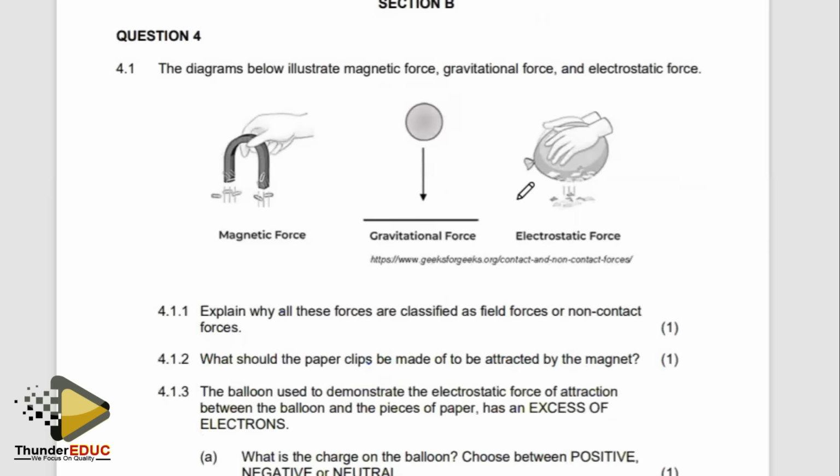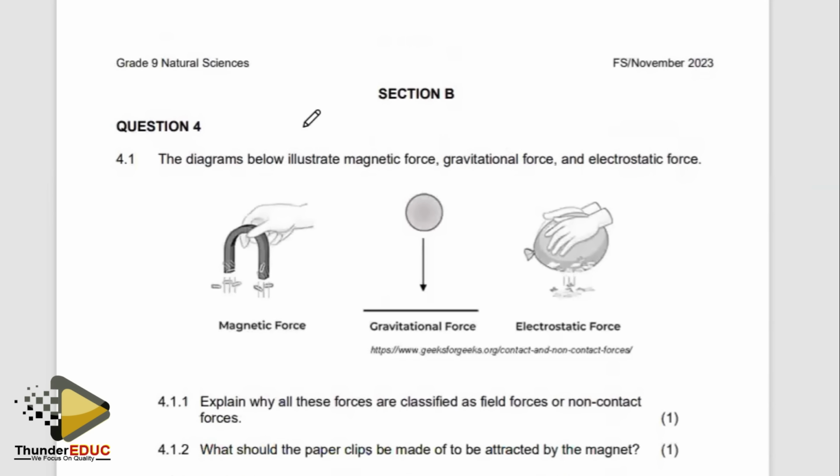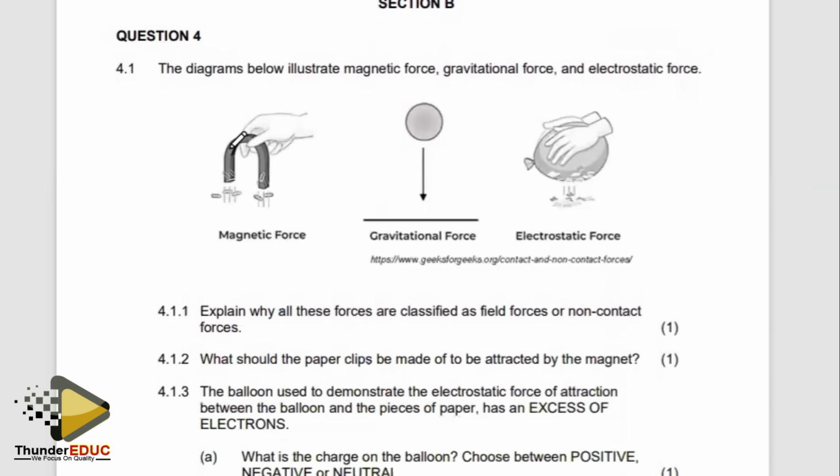Let's move on to the next section, which is section B. Question four. The diagram below illustrates magnetic force, gravitational force, and electrostatic force.